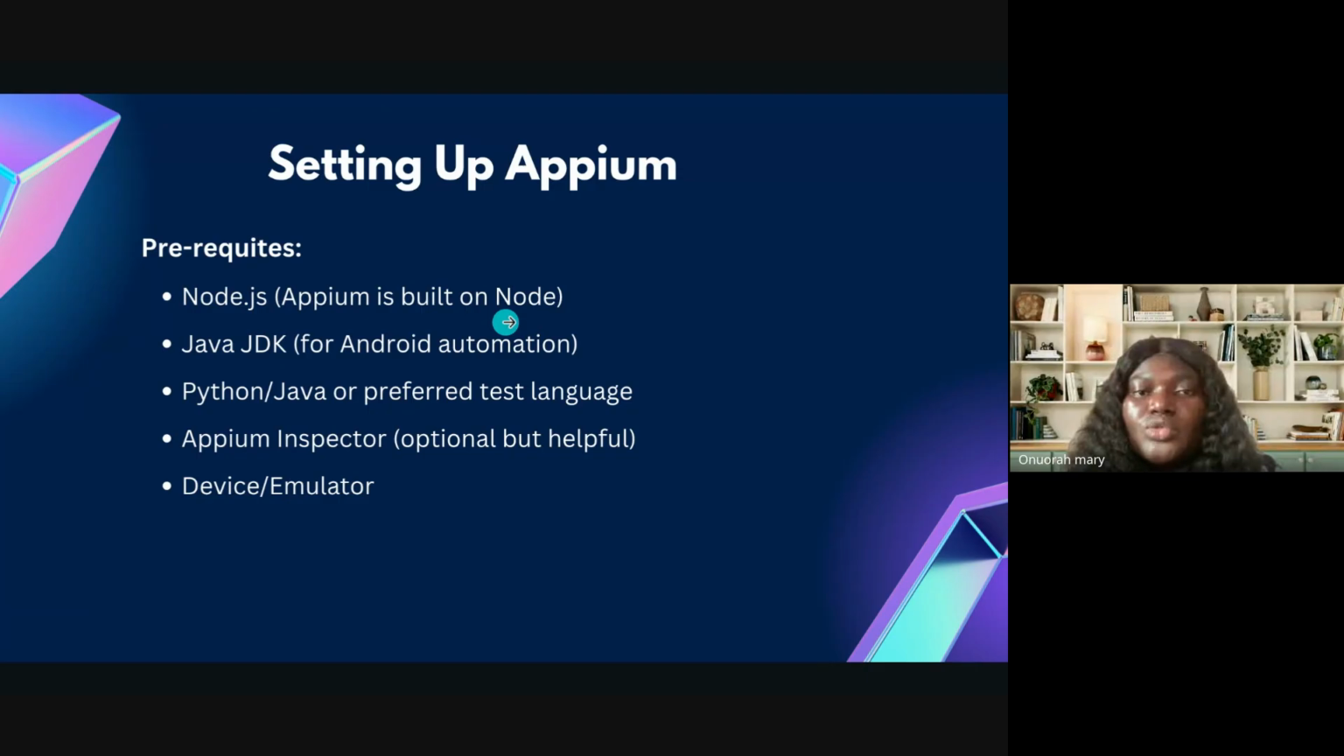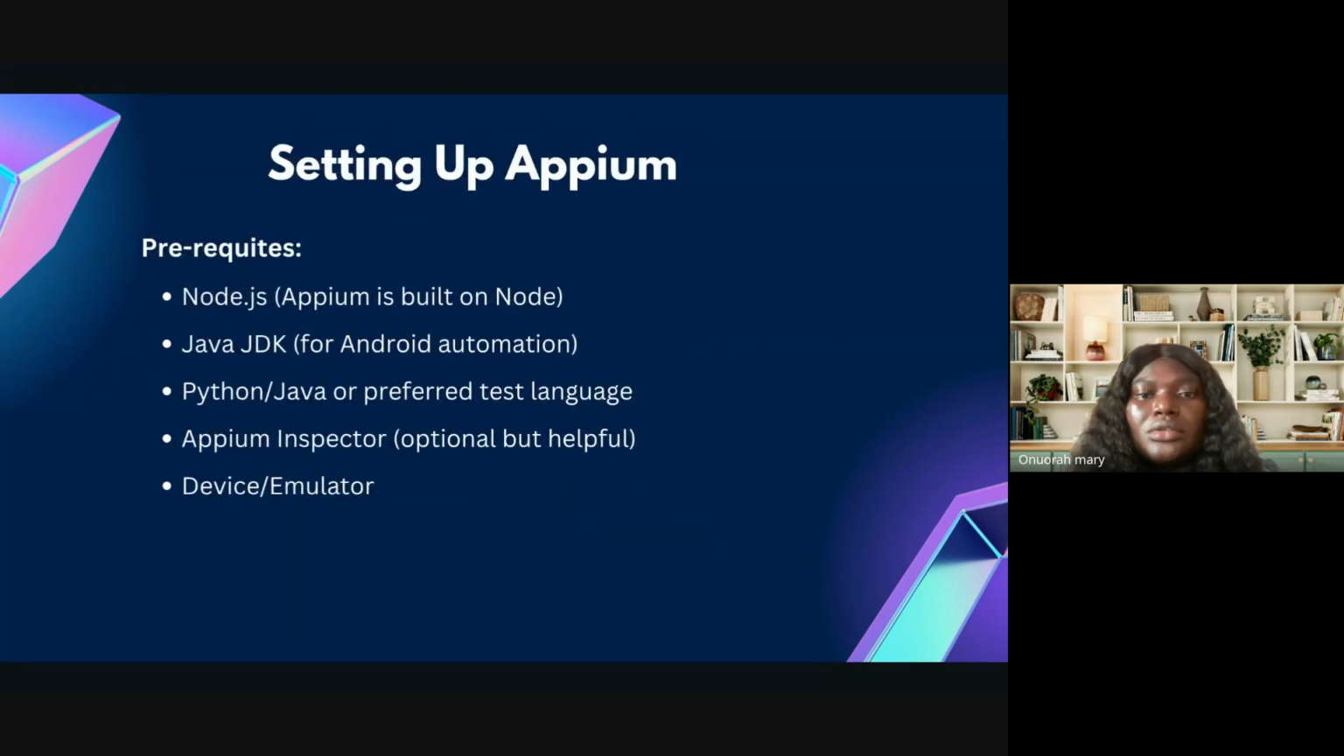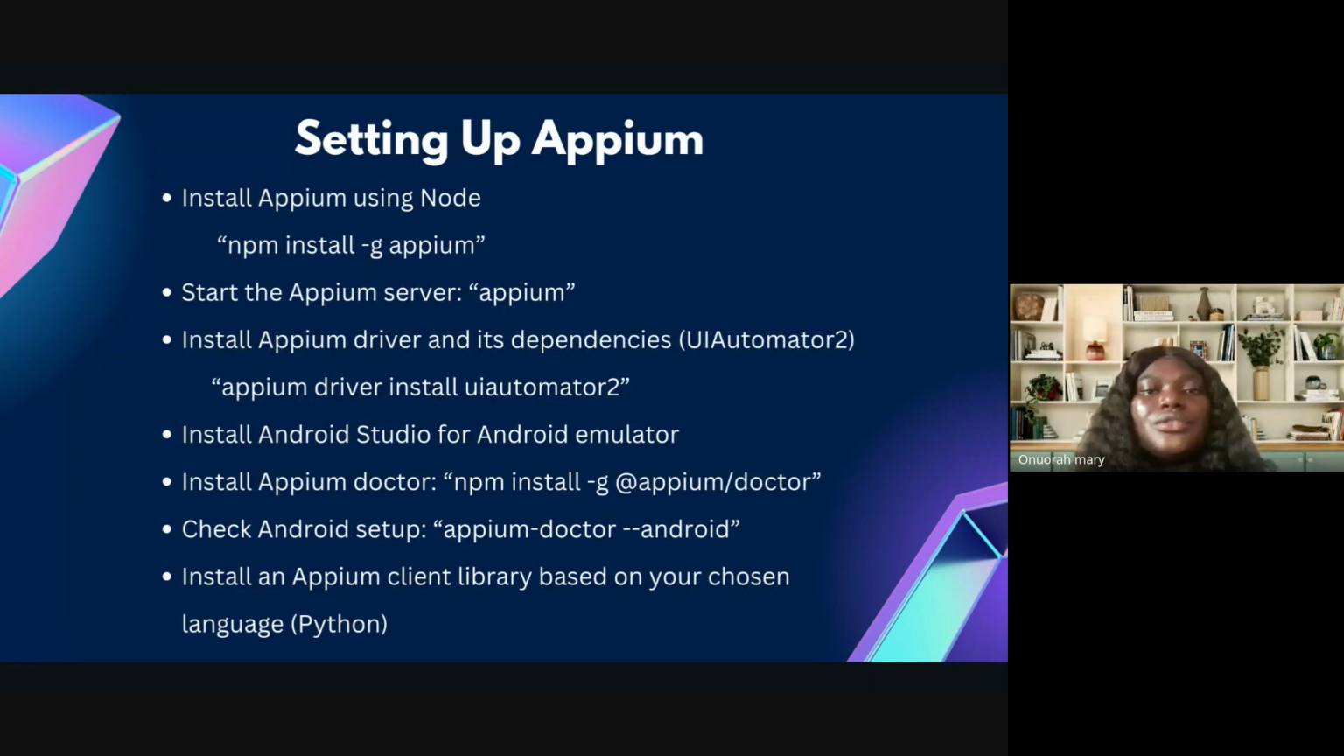So these are some of the things you need. If you don't have these things like your Java, and most importantly Node.js, you need to have them installed on your laptop. And then you can go ahead and install maybe Python or whatever language that you want to use. And then your inspector, that can come later. And then you need to find a way to get an emulator or a real device, right? So we'll start with setting up Appium.